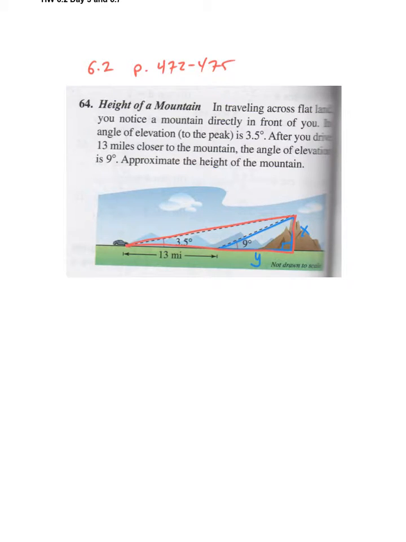Now I'm going to set up two equations using trig ratios. From the blue triangle, we can say that tangent of 9 degrees, tangent is opposite over adjacent, is going to be x over y. And from the red triangle, I can say tangent of 3.5 degrees is x over 13 plus y. Now we have a system that we need to solve.